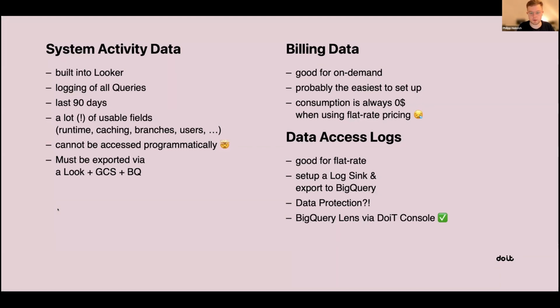The workaround that I propose is using a Look. We can expose the system activity data into a Look. And then we can have a data action that is exporting data from the Look into GCS. And then later on, we can have an external table that is just grabbing the CSV file from GCS as an external table.